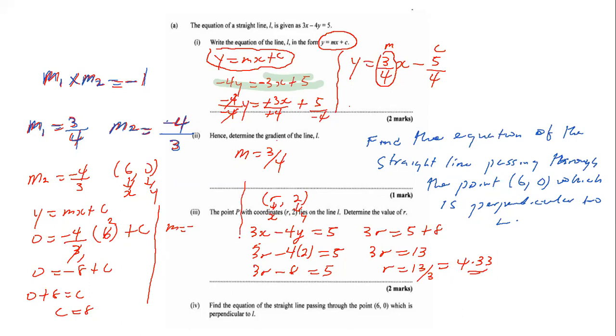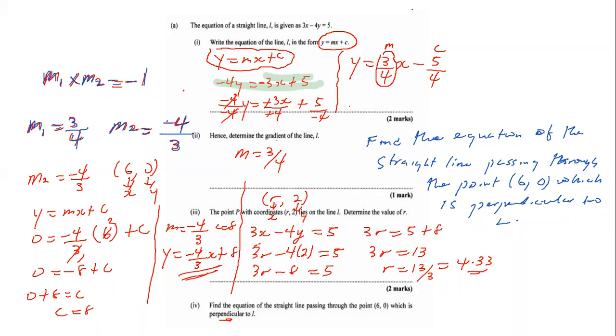Could we use any of the gradients here to do this question? No, you use the gradient they give you initially. Then you find the perpendicular gradient. So now I'm going to use the perpendicular gradient to answer this question, because that's what they use, perpendicular to L. So my gradient here would have been -4/3, and my C would have been 8. So y is equal to -4/3x plus 8 as my answer.